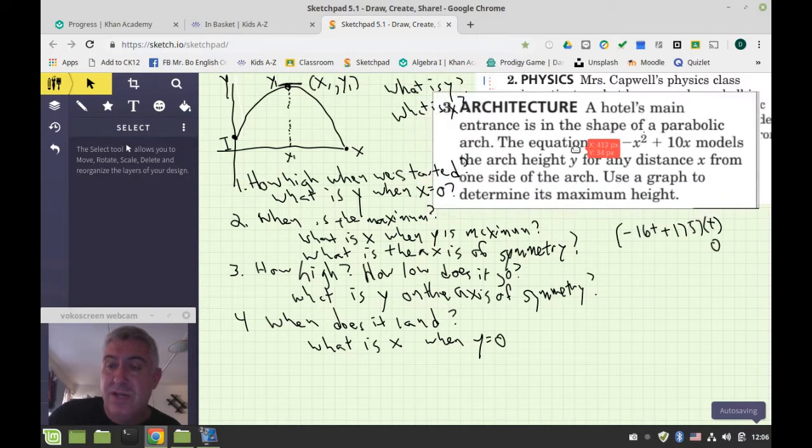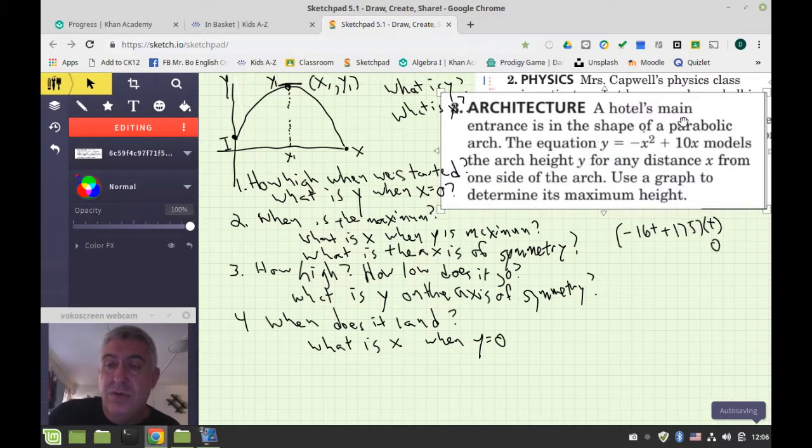Here's another one. A hotel's main entrance is in the shape of a parabolic arch. The equation models the arch height y for any distance x from one side of the arch. Use a graph to determine its maximum height. So we want to know how high it is, so we'll use number 3. We'll find the zeros, find the axis of symmetry, and from the axis of symmetry we'll find the height.